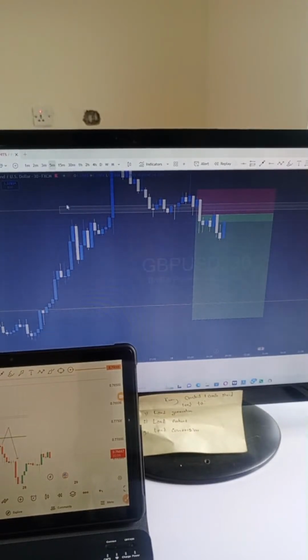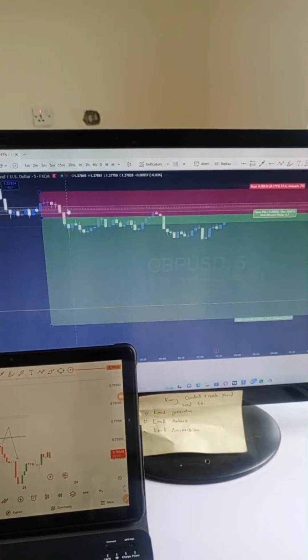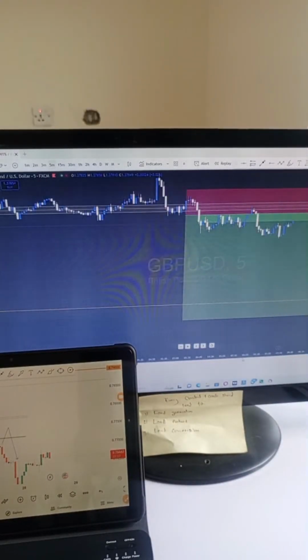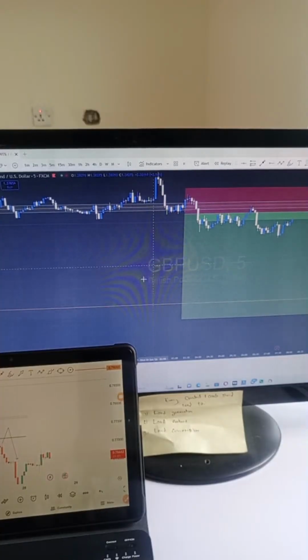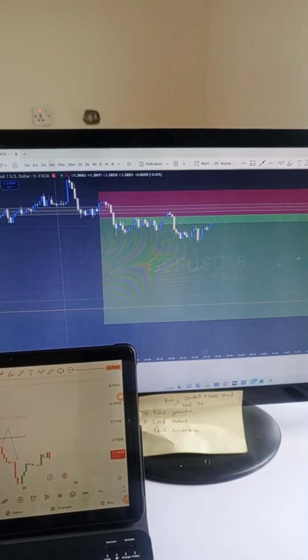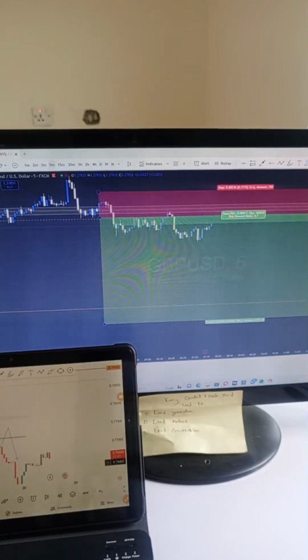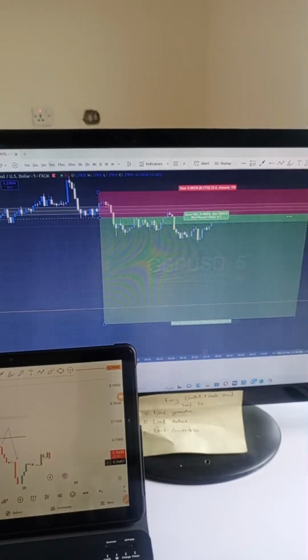So I feel like we are just getting this pullback to continue riding down. So this is pre-New York. I believe this is preparation for the New York session. So let's just hold tight and keep believing.